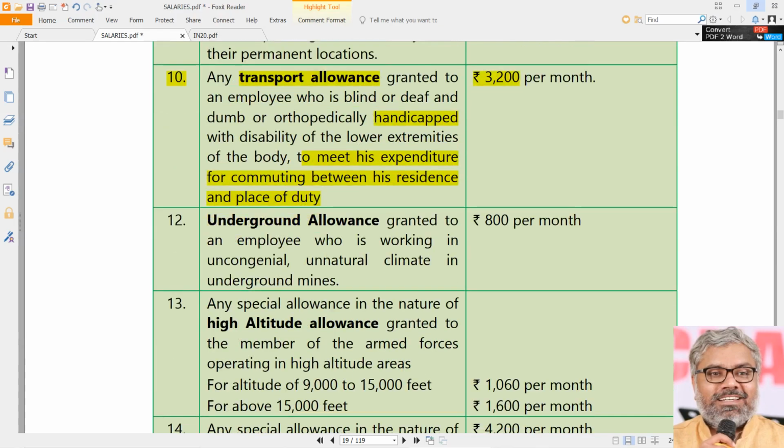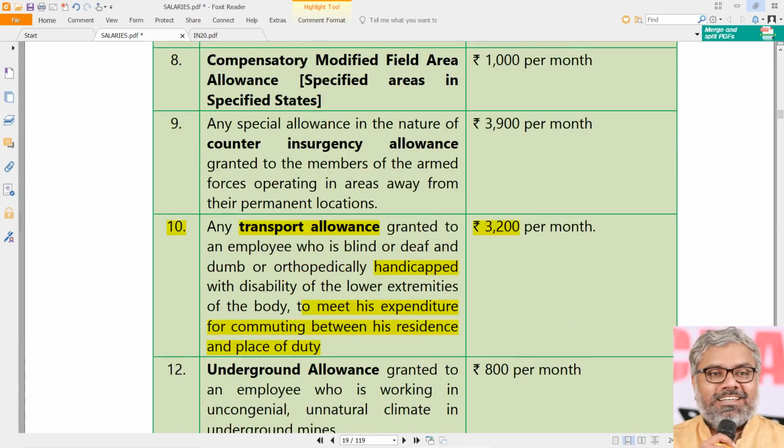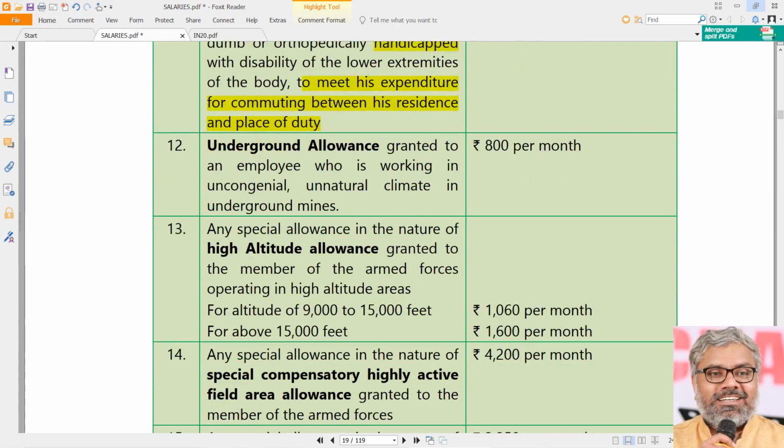That should be remembered because there is a number attached to that and conditions are very clear. To whom is it given? Handicapped employees. Why is it given? To meet the expenditure of commuting, meaning traveling once again, between office and residence. That's it. So this is common. So for anybody this can be applicable. So this is important to be remembered.